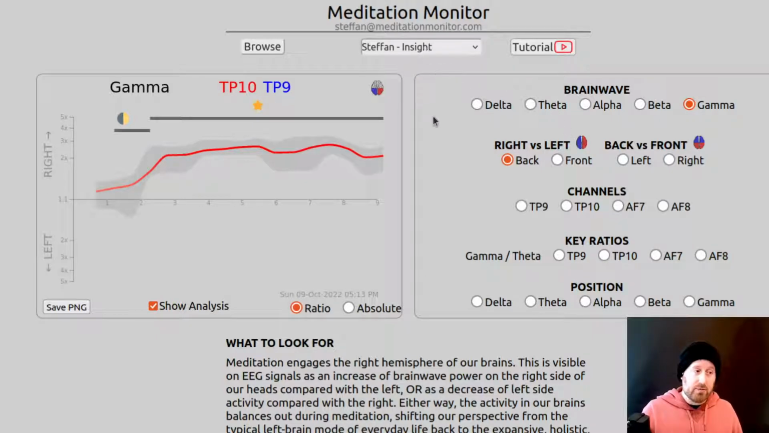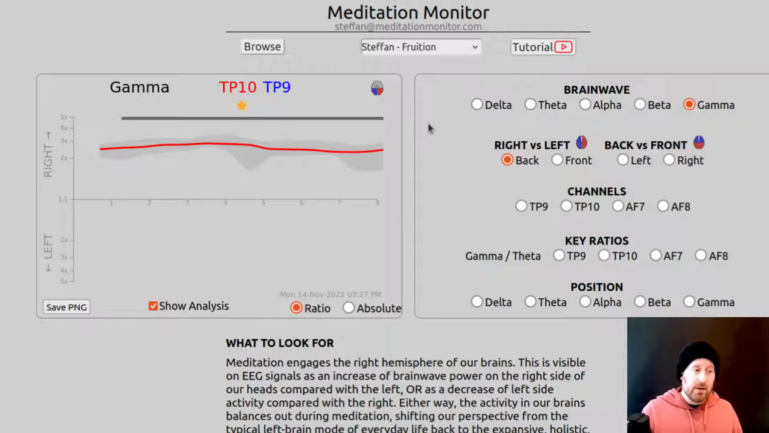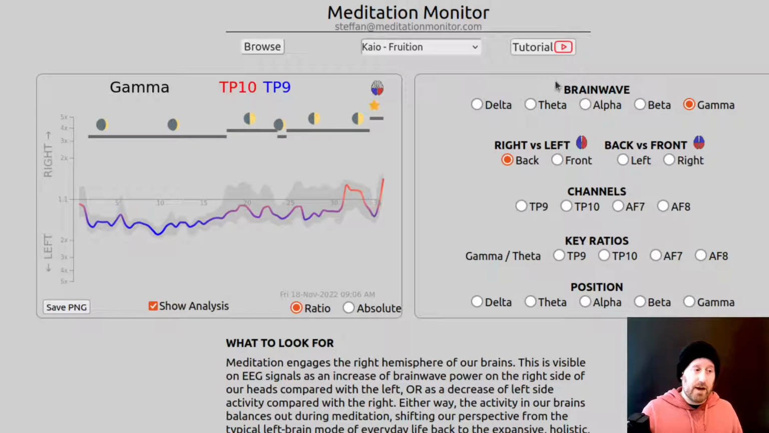And also, if there is this type of event that Kaio and I have identified where multiple bands are responding in synchrony, it seems, that is also indicated. So this is another good example.